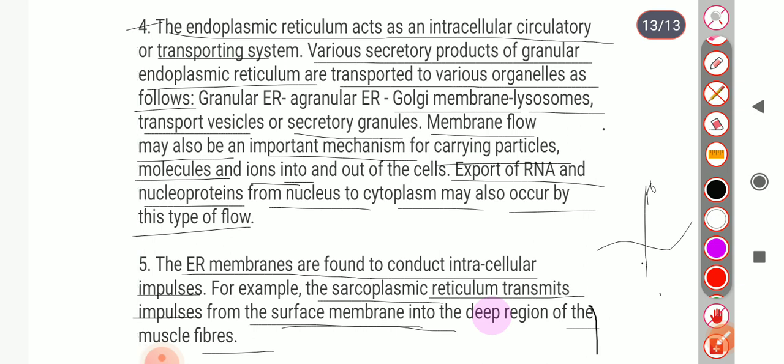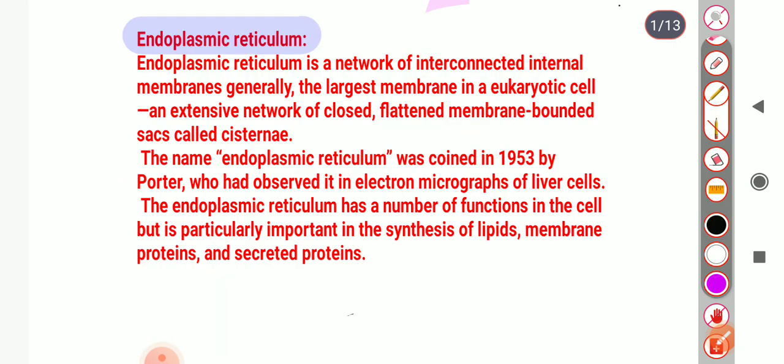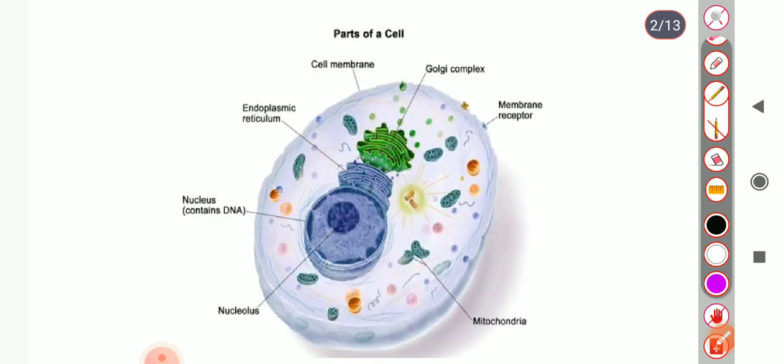So when we come to the conclusion, first of all, endoplasmic reticulum is an interconnected internal membrane system, generally the largest membrane of the eukaryotic cell. Means endoplasmic reticulum is the largest membrane in the eukaryotic cell and it is an interconnected internal membrane. Second, endoplasmic reticulum is a continuous structure connected with the nucleus and Golgi bodies. You can see this structure. It connects with the nucleus and Golgi body.